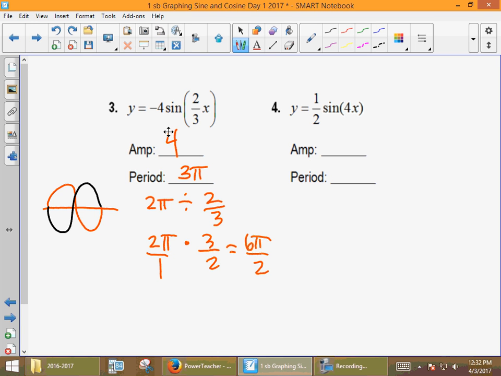Okay, so with the horizontal stretch and shrink, you have to flip it first and then decide. So this would actually be a horizontal stretch by 3 over 2, which is why that's bigger. And only for the horizontal ones you have to flip it.